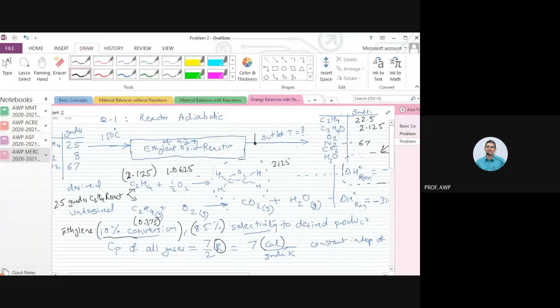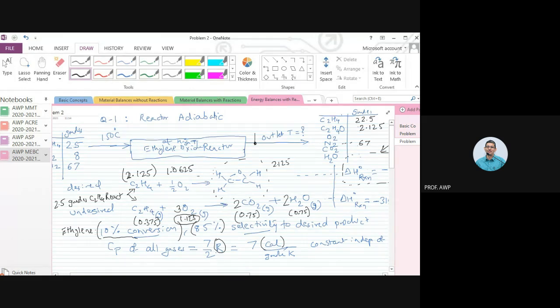Now let's balance the second reaction. So C2H4 ethylene burning, I will get 2 of carbon dioxide, I will get 2 of water, and I will require 3 times the moles of oxygen. So 0.375 gram moles of ethylene react in the undesired reaction. Multiplied by 2, I will have 0.75 gram moles of carbon dioxide getting generated. I will have 0.75 gram moles of water getting generated, and oxygen consumed would be 3 times 0.375. So 1.125.